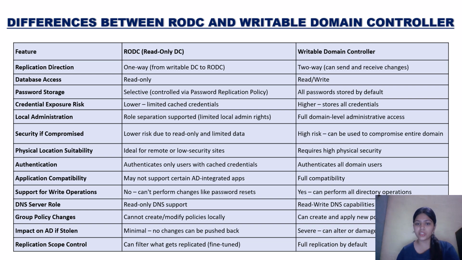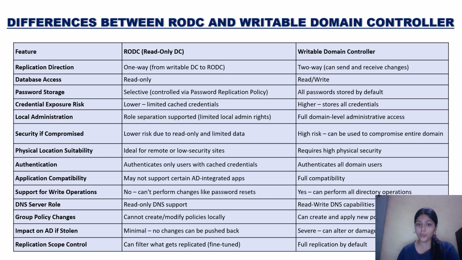We cannot perform changes like password resets in RODC, but in a writable domain controller, we can perform all directory operations like password resets. It only supports read-only DNS in RODC, which means again that we cannot make any changes or write anything on it. But in a writable domain controller, both read and write DNS are supported.